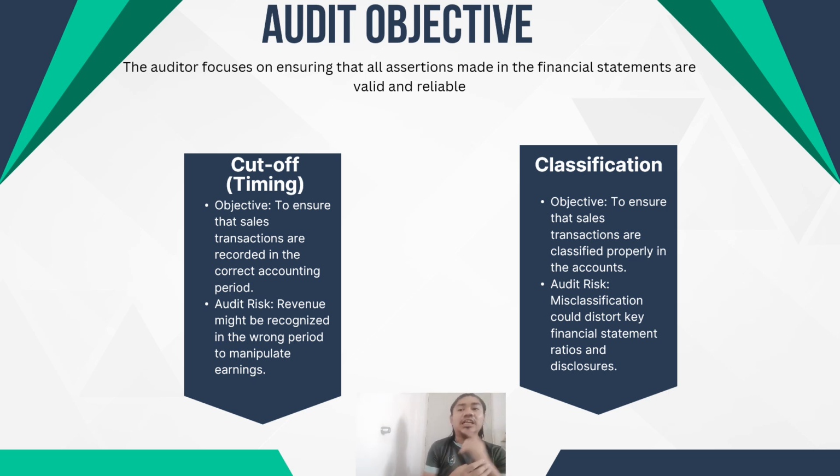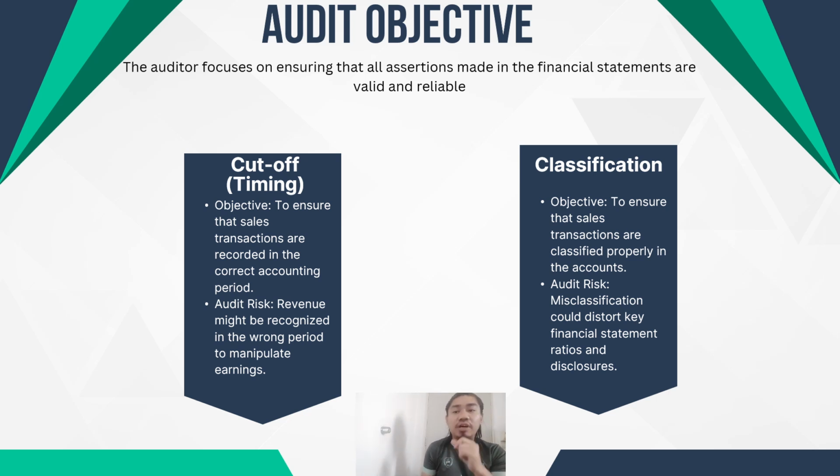Next is classification. Classification has the objective of ensuring that all the sales transactions are properly classified within the correct accounts. The audit risk is that misclassification can distort financial ratios and lead to inaccurate disclosure, which in turn can impact decisions made by the users of the financial statements. Usually, the audit procedure included in this section is examining journal entries to ensure that all the codes are correct and monthly.